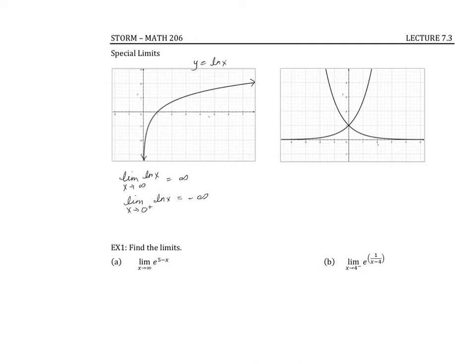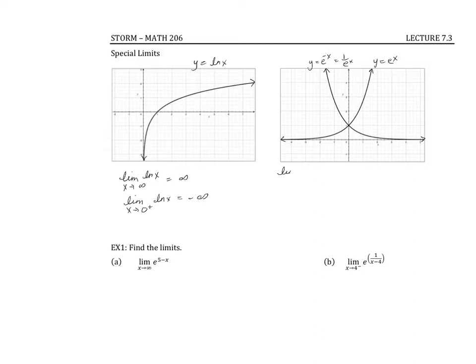So on this second graph, the function that goes high to low would be y equal to e to the negative x, or 1 over e to the x. And then this function that goes low to high is y equal to e to the x.